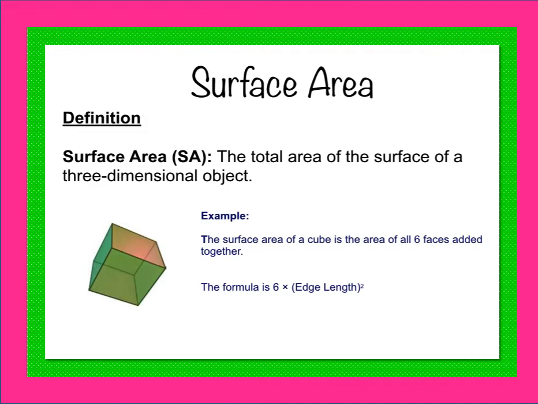For example, a cube has 6 faces. If we wanted to find the surface area, we find the area of each face, which is a square. So we can multiply the length times the width, and then multiply that by 6 because there are 6 sides.